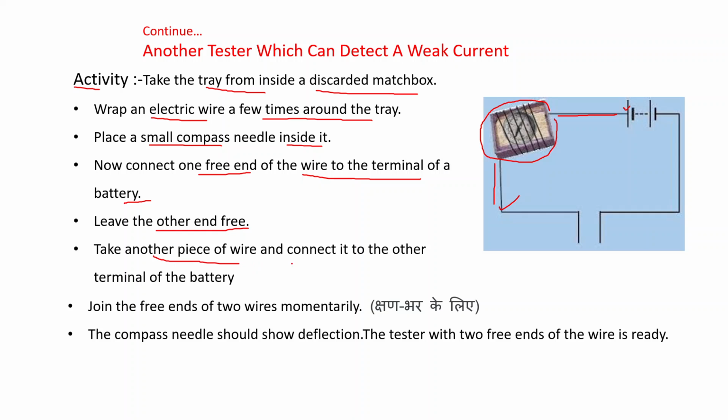Take another piece of wire and connect it to the other terminal of the battery. This is connected with this other terminal of the battery, and again this other end is free. Now we will get these two free ends of the circuit. Join the free ends of the two wires momentarily, for a very short time. Then you will observe that the compass needle shows deflection. If this deflection is not observed, it means there is some mistake in this circuit. First, we will correct that mistake. The tester with the two free ends of the wire is ready.